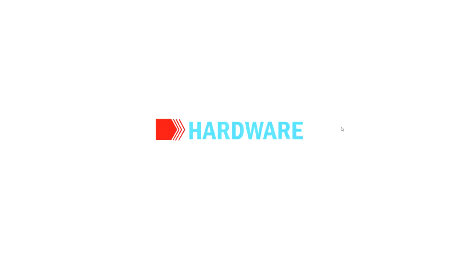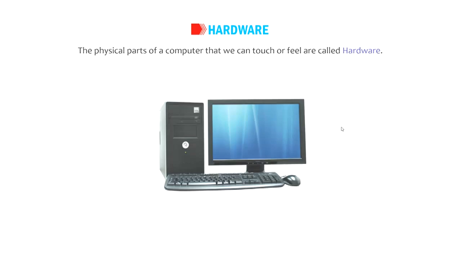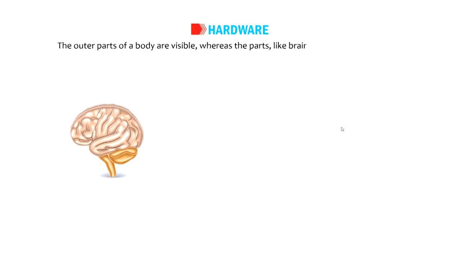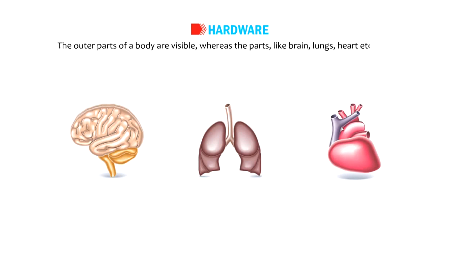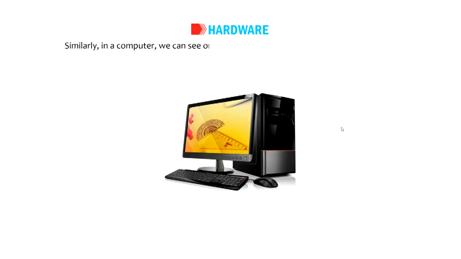Okay, now let us talk about hardware. The physical parts of a computer that we can touch or feel are called hardware. As we already know, a human body consists of different parts. The outer parts of a body are visible, whereas the parts like brain, lungs, heart, etc., which are inside, cannot be seen. Similarly, in a computer, we can see only those parts of the hardware that are outside.